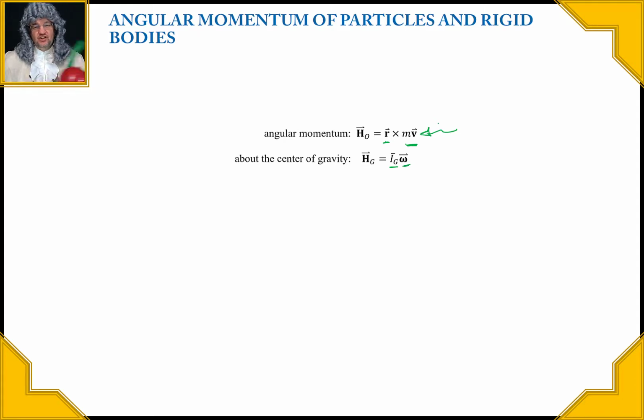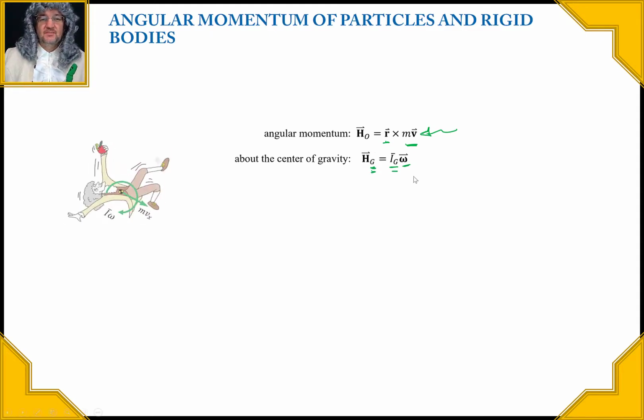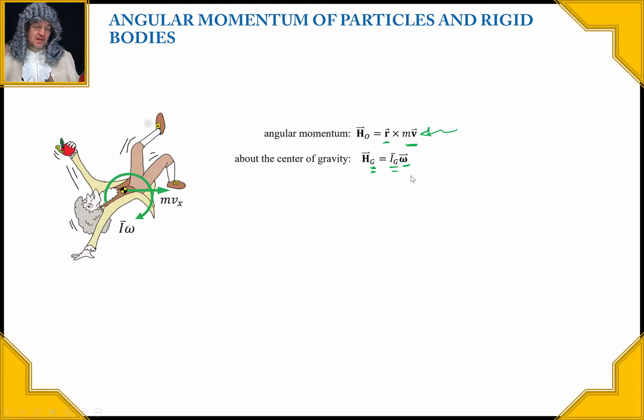Or we could just take a look at the thing as a whole, as a rigid body, and find out what the angular momentum is right there. It could also be about some other point, by the way, and of course those points there. But here it's about the center of gravity. So here's a newt dog, me, doing a cartwheel.